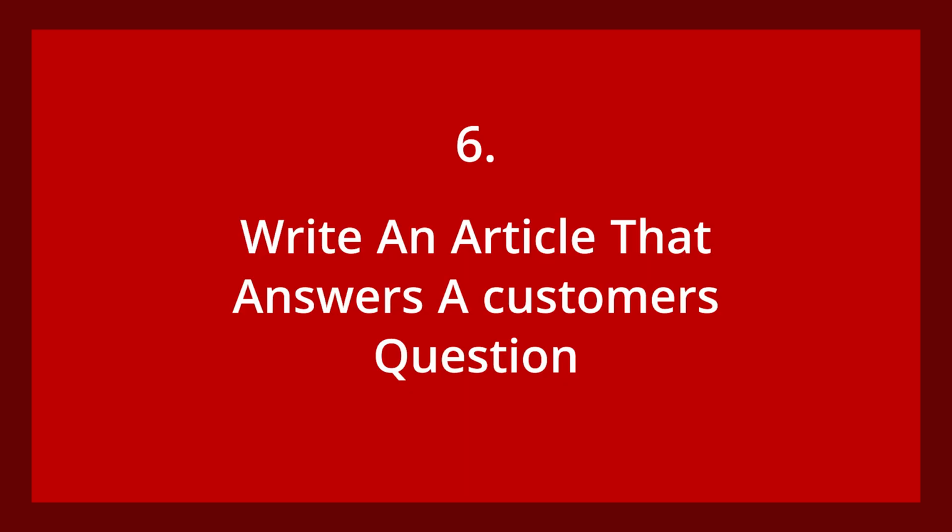Action item number 6 is write an article that answers a customer's question. Yeah, it's kind of an obvious one. So you might even have, as a business, an FAQ page on your website. You've probably got a list of questions that customers ask often. The old school way was to have an FAQ page with a list of 15 questions. You answer the question in one line, move on to the next one.